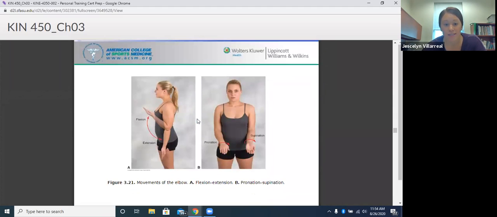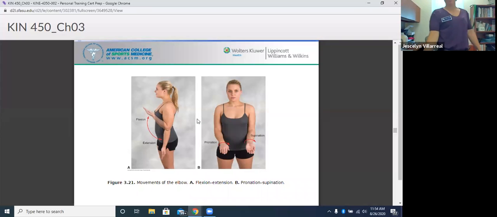And movements of the elbow, go ahead and stand back up and practice with me. So in anatomical position, your elbow can go from neutral to flexion and extension. We can also go into pronation, palm down, and supination. So think I'm holding a can of soup. Pronation, supination.